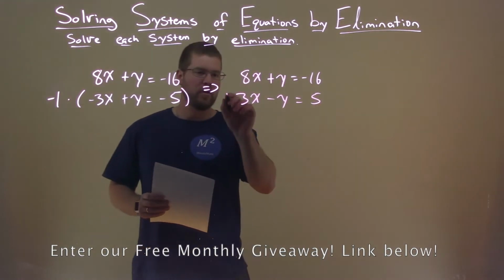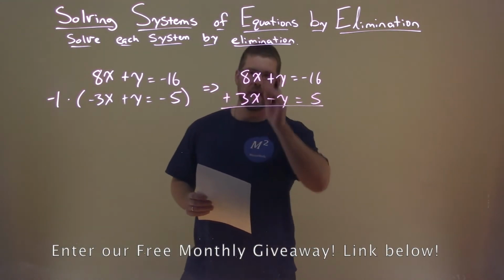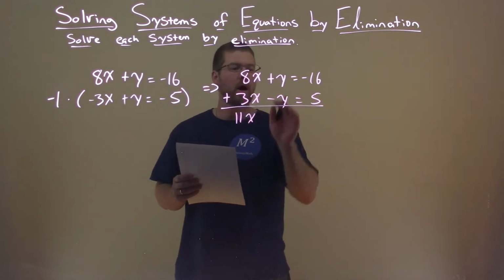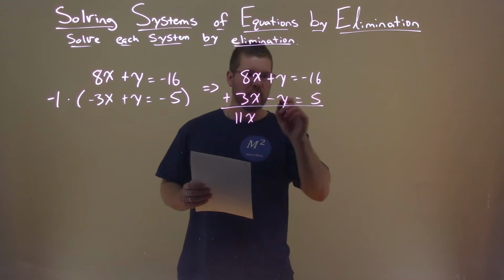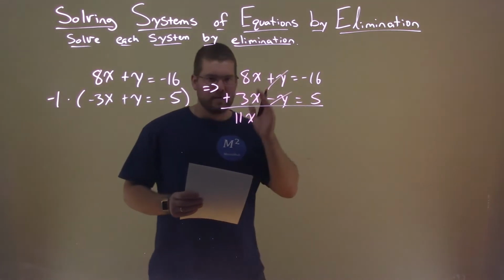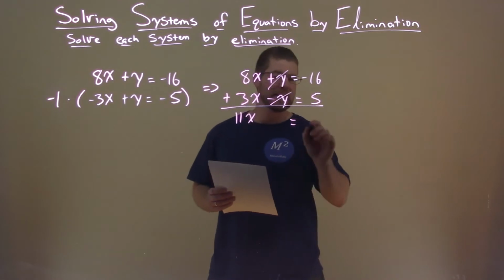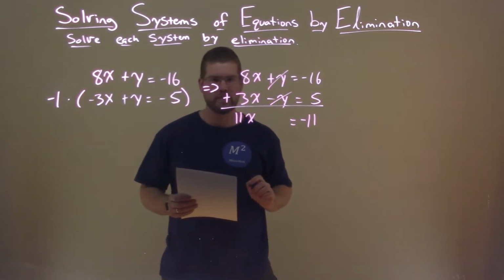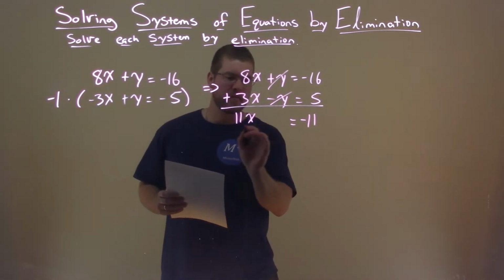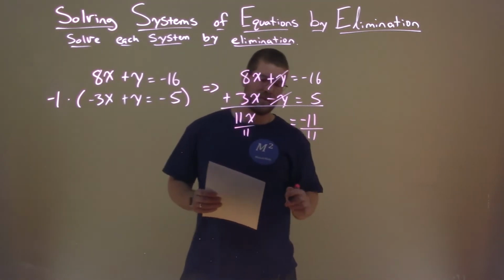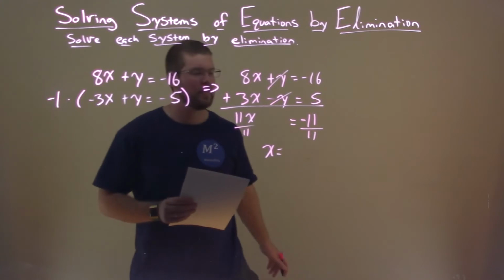Now we can add our two equations. 8x plus 3x gives us 11x. y plus a negative y is 0. They are eliminated, hence the term. Negative 16 plus 5 is a negative 11. All right, now we need to solve for x. Divide both sides by 11, because the opposite of multiplication is division. x is by itself on the left-hand side.